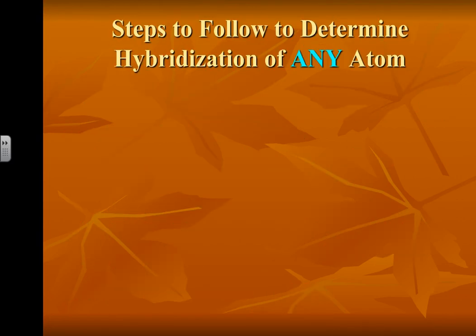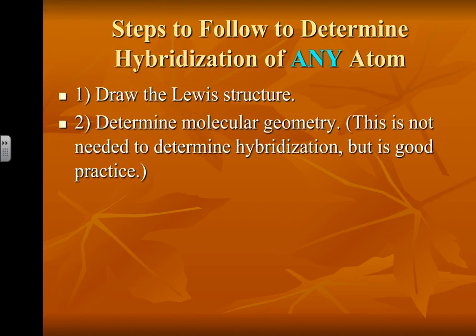So next, important, okay? Steps to follow to determine hybridization of any atom you'd ever run across. First thing you're going to have to do, because this is all related back to molecular geometry also, you better draw a Lewis structure. Second thing, you better make sure that you know the molecular geometry. As it says in parentheses, it's not a requirement to determine hybridization, but it's good practice, and a good thing to have in your mind a 3-dimensional vision of what the molecule looks like.